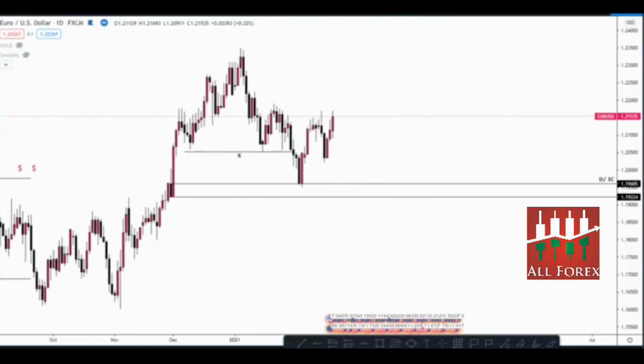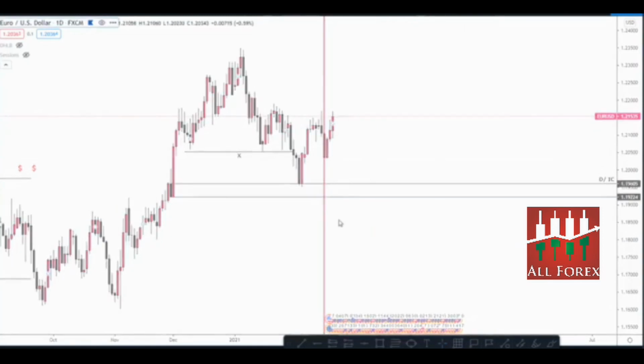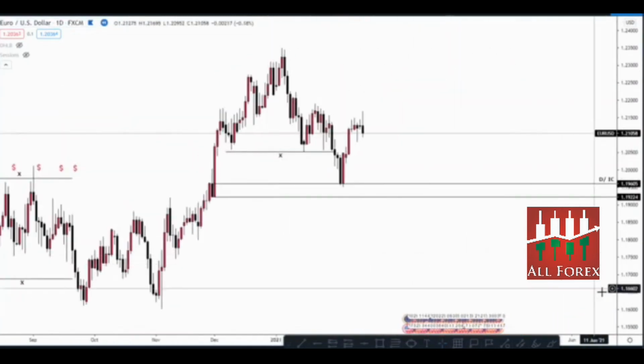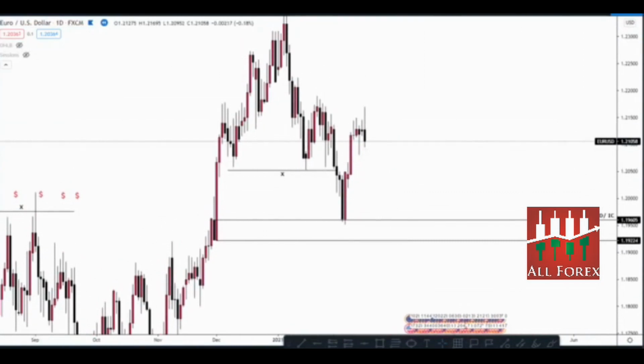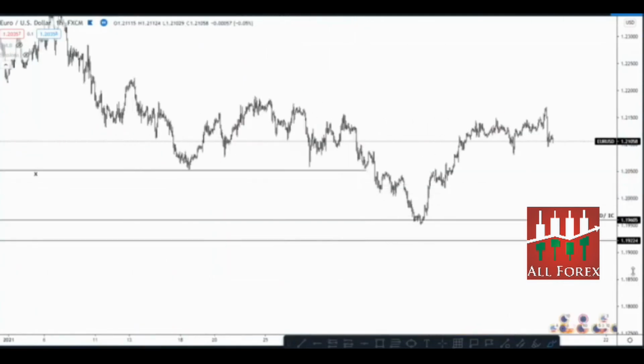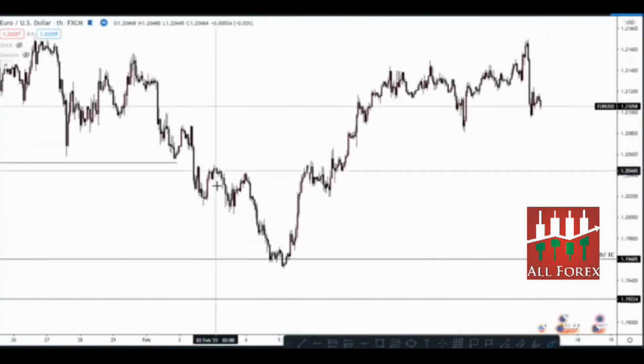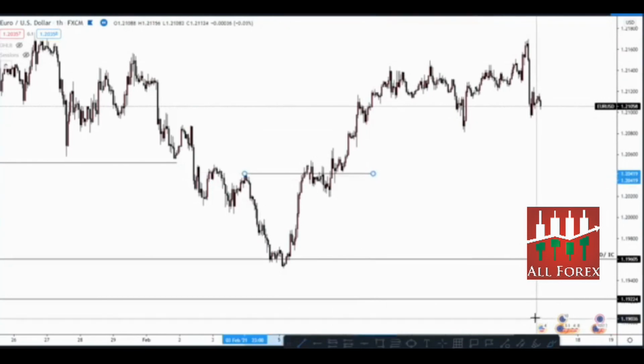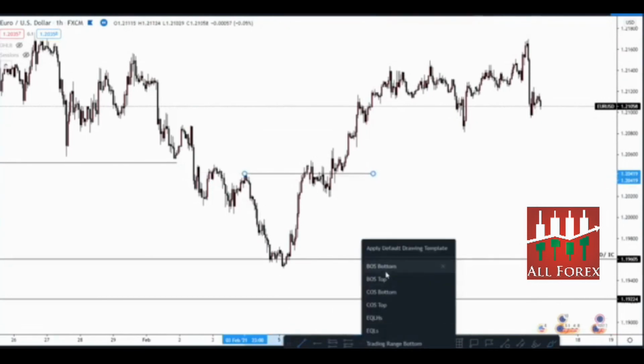So I would personally wait for a break of structure and then a retracement. So right over here, you can see that this movement down, I'm sure there's multiple lower highs that the market created. Let's go to the 1 hour time frame to see, and right here you can see the market created a bunch of lower highs that eventually it broke.